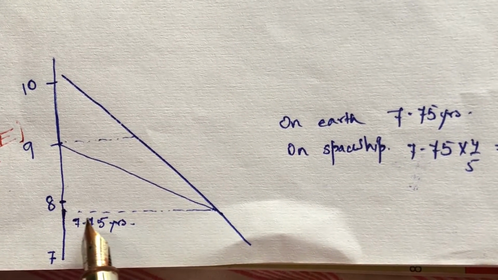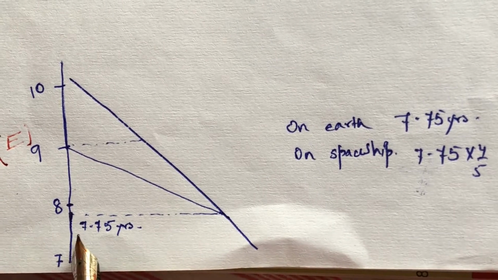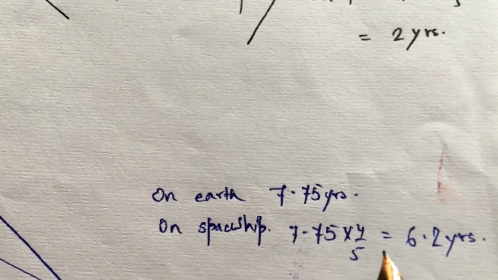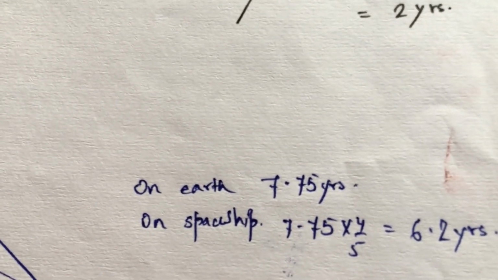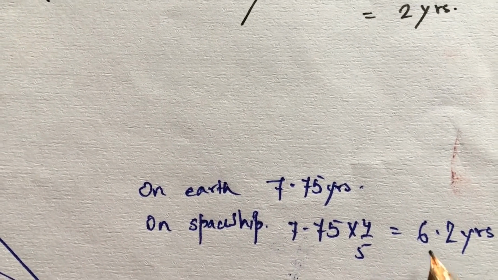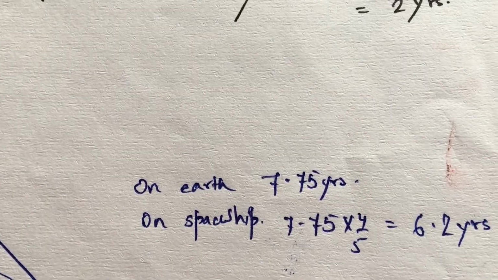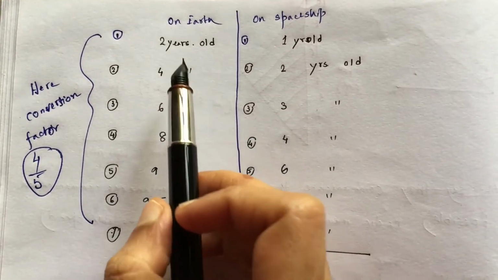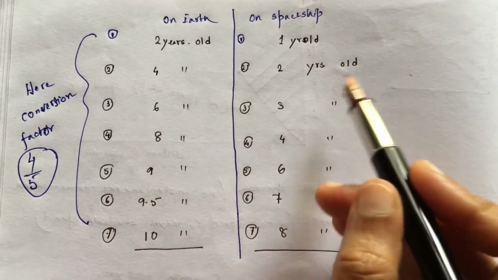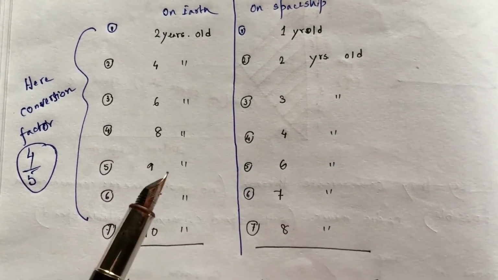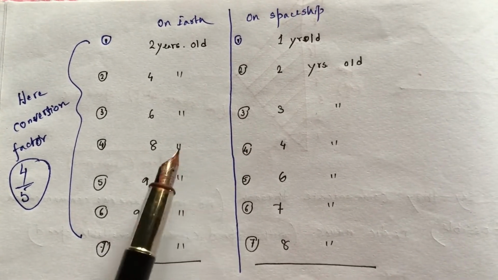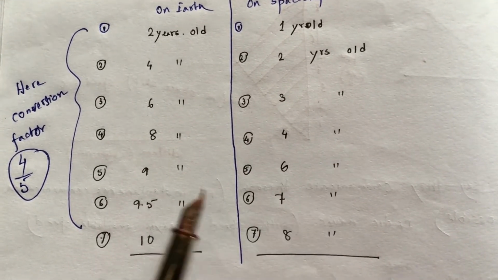That time corresponds to 7.75 years on Earth. So on the spaceship, the age of that twin is almost 6 years. Here is a list of comparison. When the twin on Earth is 2 years, the twin on the spaceship is 1 year. When the twin on Earth is 8 years old, the twin on the spaceship is 4 years old, and so on.